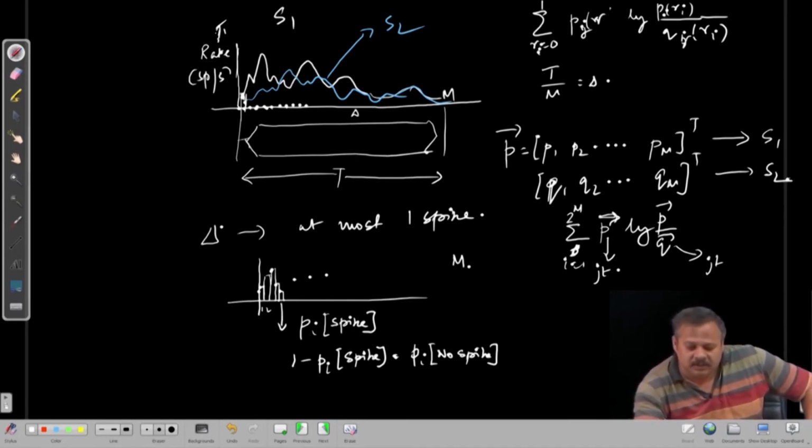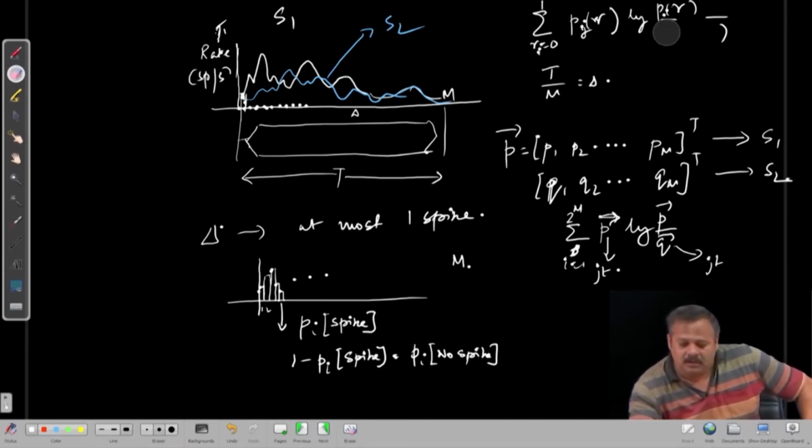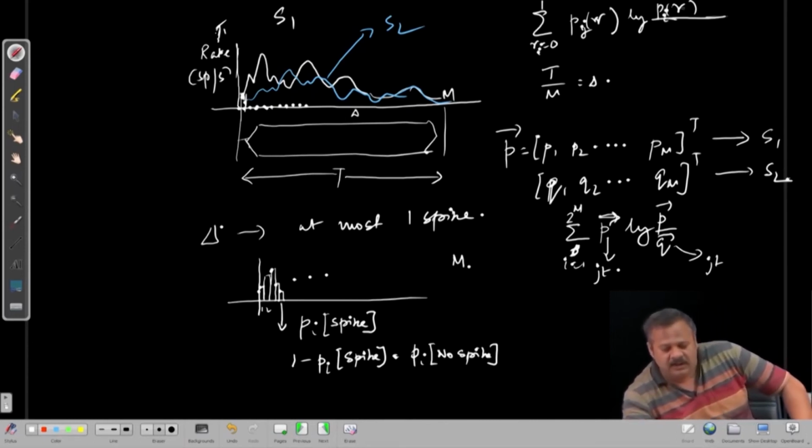So, let us say this is probability of R, and this is P_i in the ith bin. In response to stimulus 1, what is the probability that R equals 0 or R equals 1? These are the two things. Similarly, in response to stimulus 2, the probability in the ith bin that the response is 0 or the response is 1.